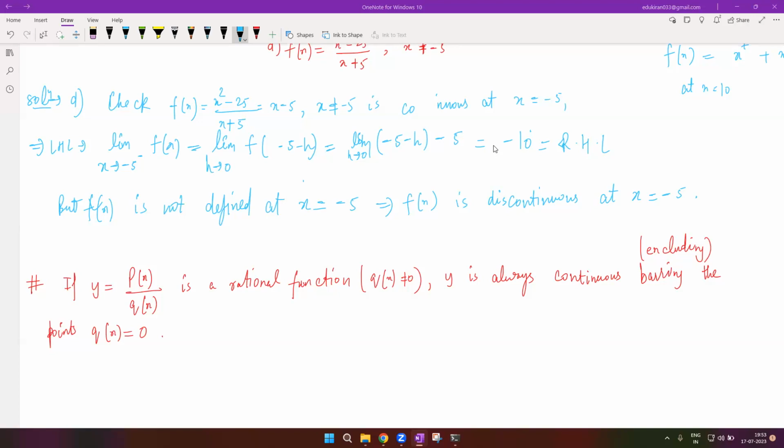Okay, first listen to me once: if LHL and RHL both have some finite value, but the value is different, let's say LHL is -5 and RHL is 0, then I would say that the limit does not exist at this point, since LHL and RHL are not the same. Now the second case: if LHL and RHL both are finite and both are equal also, I would say that the limit exists at this point.